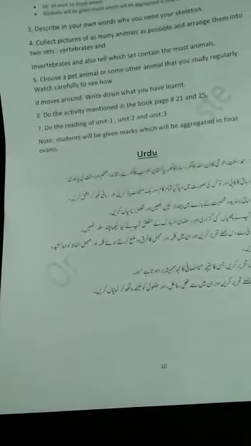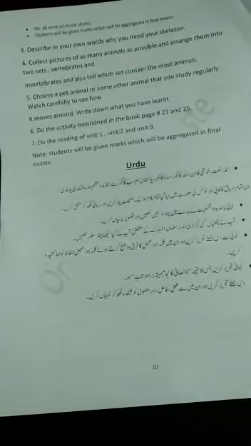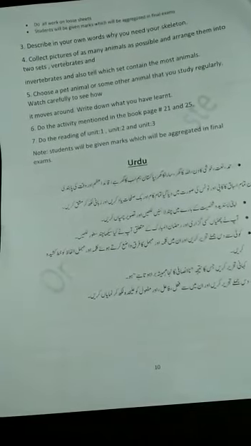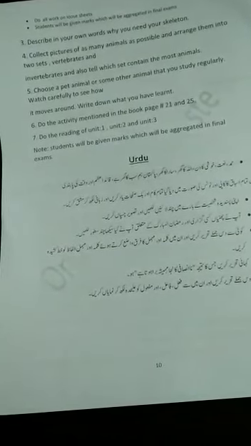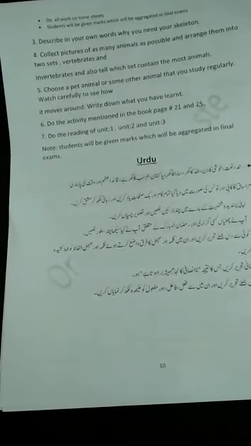And then question 6 is there is an activity, and it's mentioned in the book page number 21. Kids have to do this activity, and there is also another activity which is mentioned in book page number 25. They have to do these 2 activities. That one is meant 21 and 25. Then there's a question 7. This is the reading. They have to do the reading of unit 1, 2 and 3.